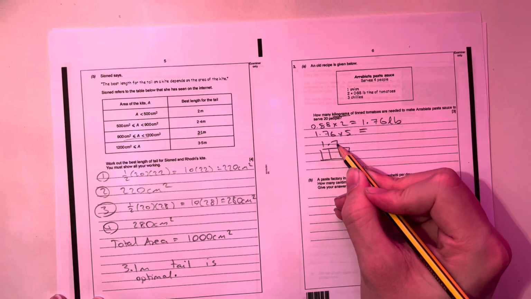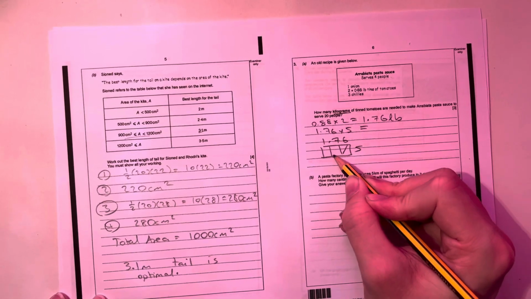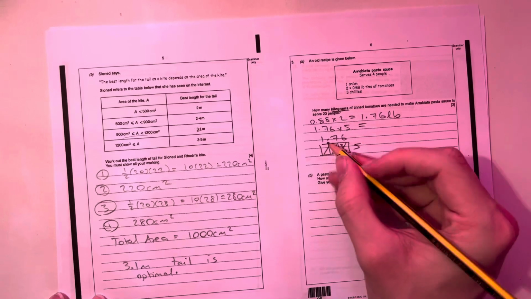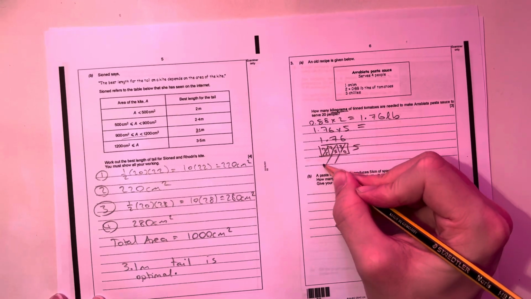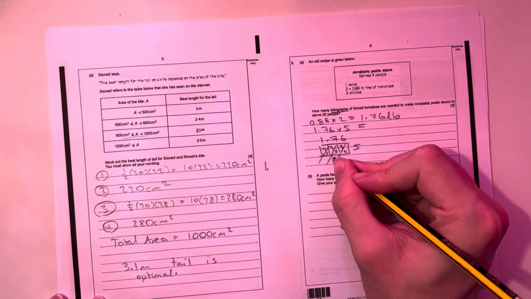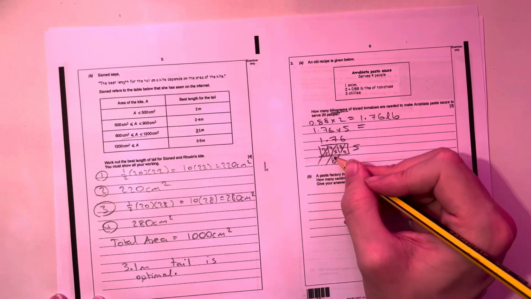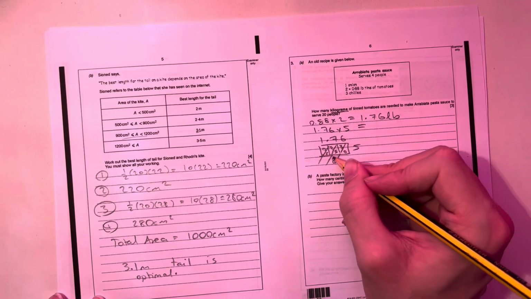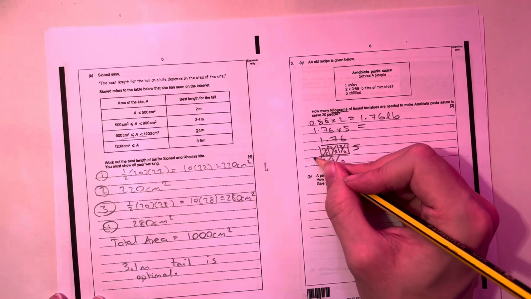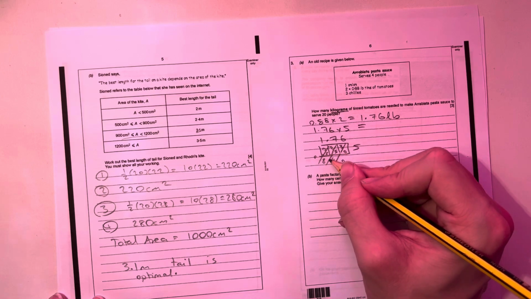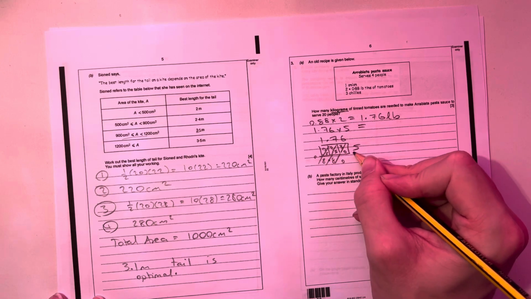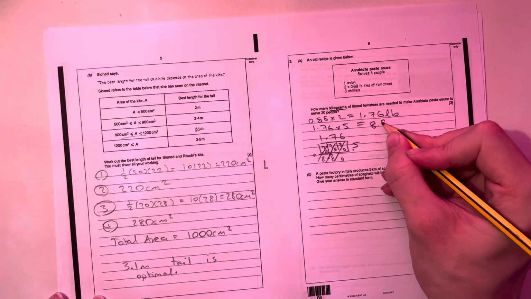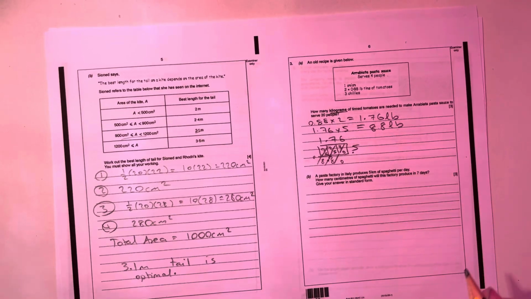This is how I would do it, 1.76 times 5, and extending these out, carrying this down here. The point meets here and it goes down here. So we get it to be 8.8 pounds.